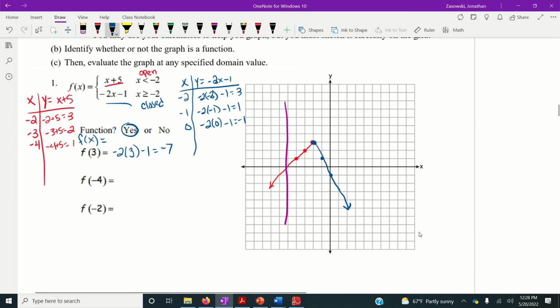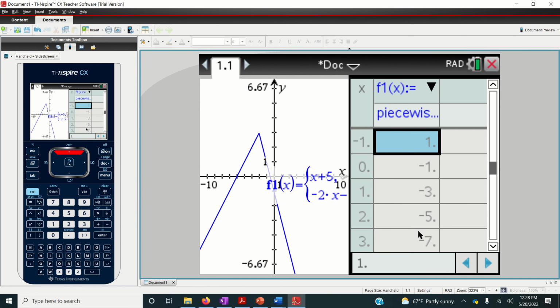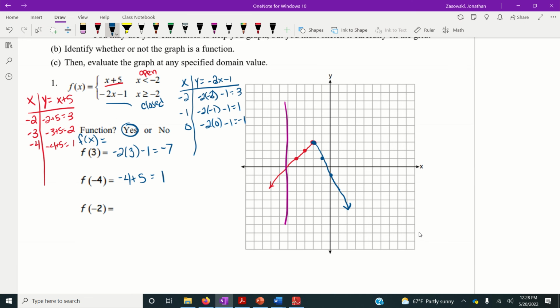Now, if we plug -4 in, we're not going to plug it into this graph, okay, because -4 is less than -2. So we would use this function, okay? So instead of x plus 5, we're going to take the x and replace it with the number inside the parentheses, which is -4. And -4 plus 5 is 1. And you can notice that on our calculator, when we go to -4, the y value is 1.